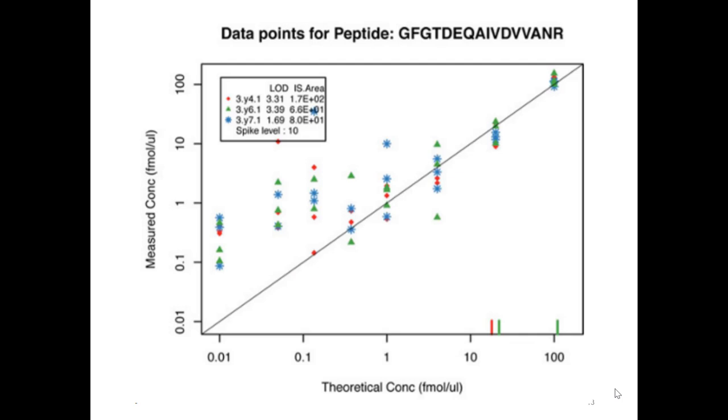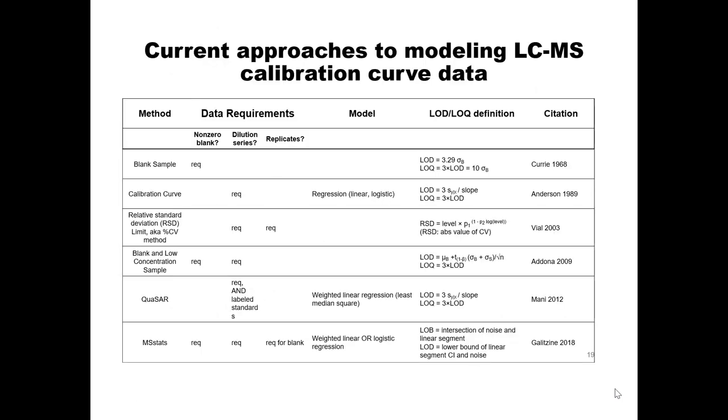So you can use Quasar to generate this type of data. Quasar does require the dilution series, but I don't think it necessarily requires the replicates unless you want to use AuDIT. I think it's possible to run it without replicates, you just don't get to run AuDIT.